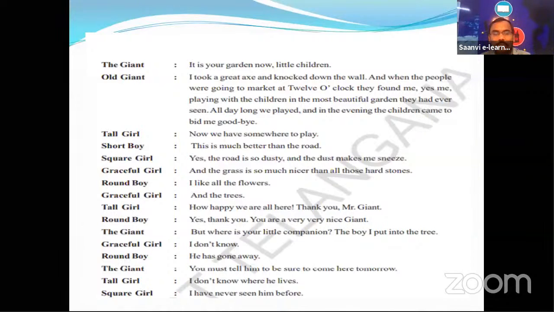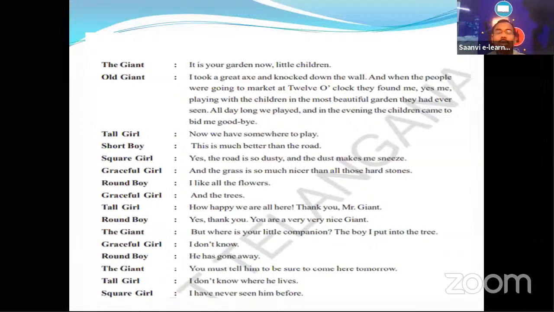Graceful girl: And the grass is so much nicer than all those hard stones. So see, in the garden, you could see the grass, and the grass is so much nicer than all those hard stones. When you play on the road, what happens if there were hard stones? If you fall down, you may get injuries. But in the garden, what happens? There is grass, so even if you fall, nothing is going to happen.